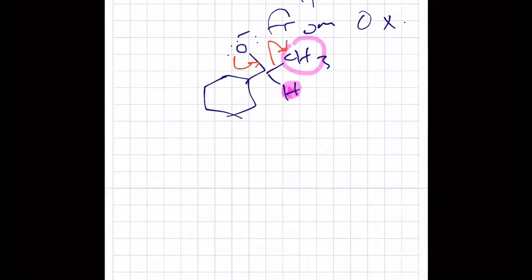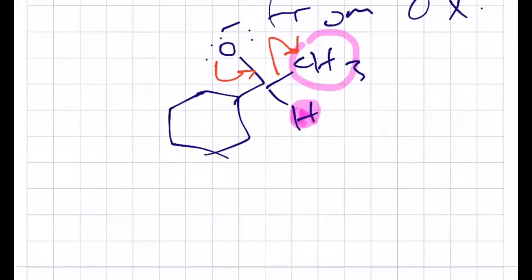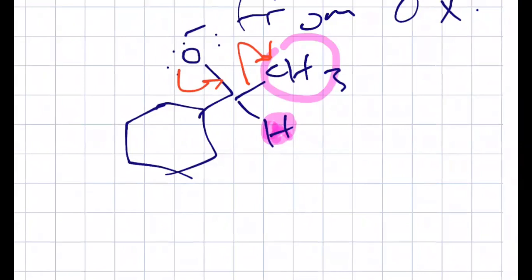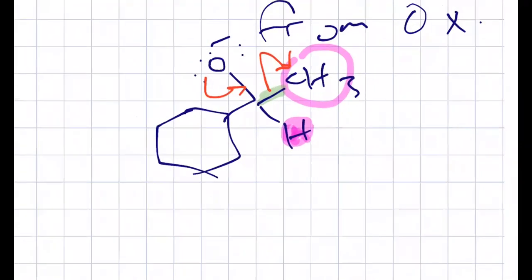Everybody okay with that? Yes. Look at where my arrow came from. I got an arrow coming from oxygen, from a lone pair on oxygen, and I have an arrow between the carbon-carbon sigma bond right here. That's really important. That's where the electrons are coming from. Where you start your arrow and where you stop it is very, very important. All right, we okay with that?